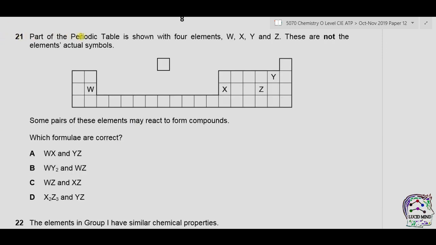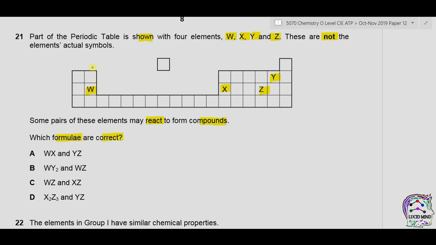Question 21. Part of the periodic table is shown with 4 elements. We have W, X, Y and Z. These are not the elements' actual symbols. Some pairs of these elements may react to form compounds. Which formulae are correct?